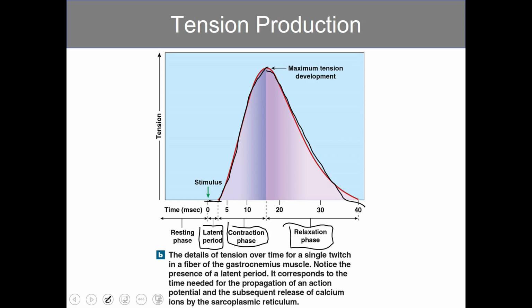And we're going to jump back a slide to all the verbiage to try to make sense of this. So we're going to start the stimulus at time 0, and we see that it takes 2 to 3 milliseconds in this case before any tension is produced. So let's try to understand why we don't get any tension as soon as the stimulus reaches the skeletal muscle fibers.